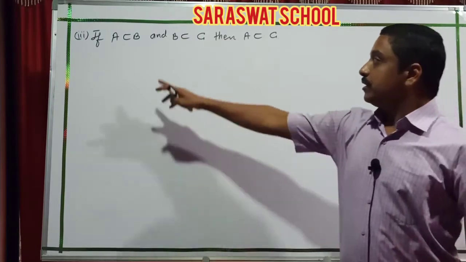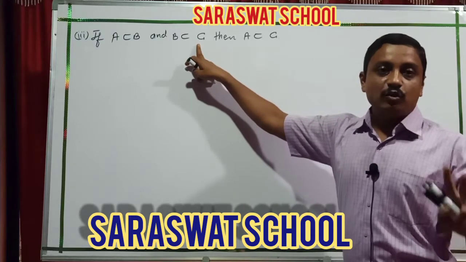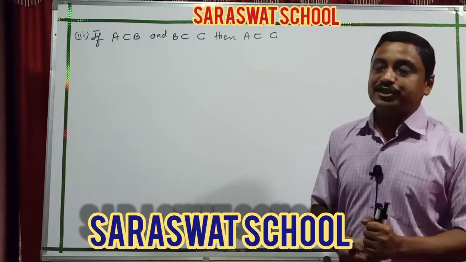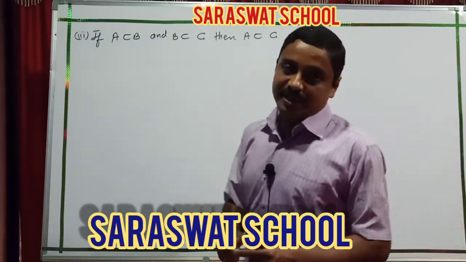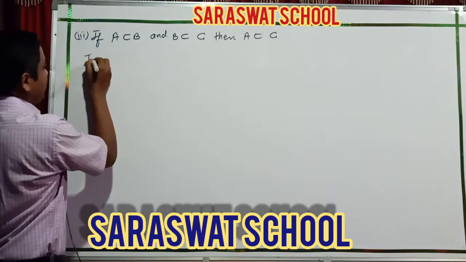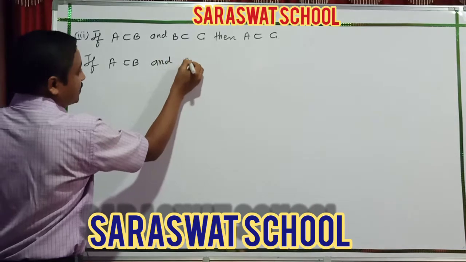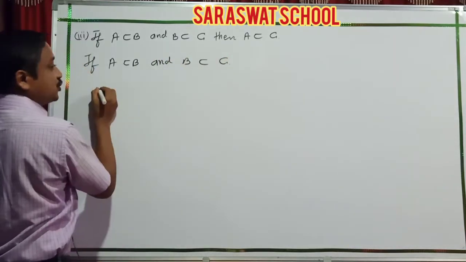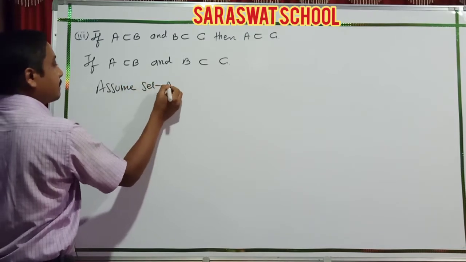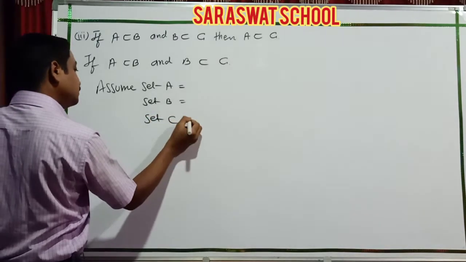One more, students. A subset B is given, B subset C is given, these both are given, and check that, not prove that, sorry, my mistake. Check that A subset C. Yes, I think this is a true statement, because if A subset B and B subset C, so we assume set A, set B and set C.